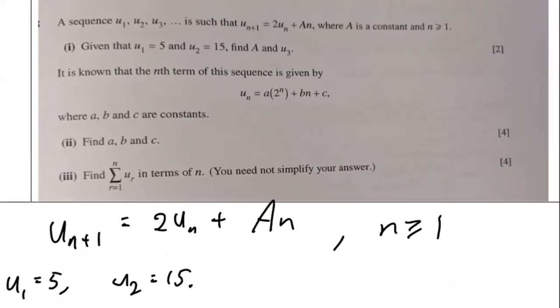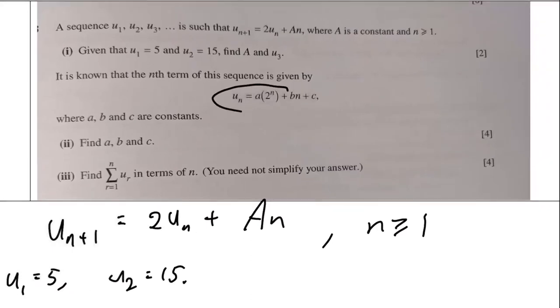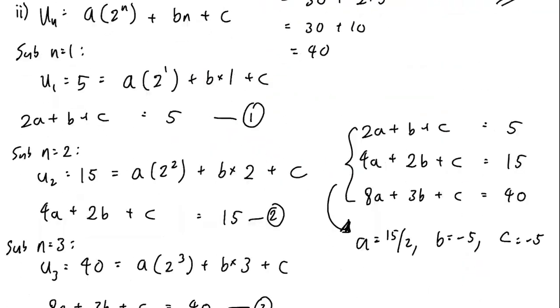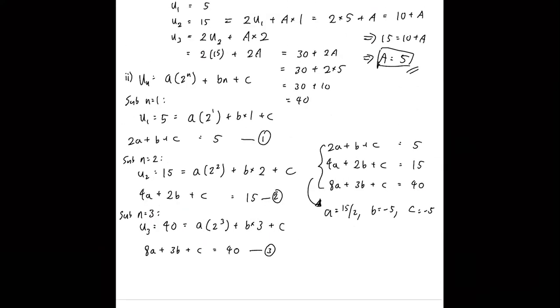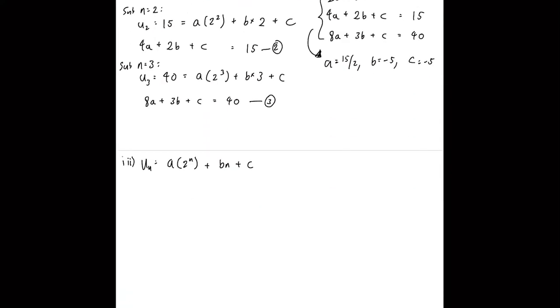Next, part 3. Find the summation of ur from r equals 1 to n in terms of n. You don't need to simplify your answer. Okay, can. So we already have an expression for un here, but here they gave you ur. So you just need to replace the n with r. Okay, that's what we're going to do. And also replace the a, b, and c. So let me just copy down the un first. For part 3, I need to copy down the un, but maybe just to make my life easier, I'll replace the n with r. Don't need to think so much, just replace straight away.